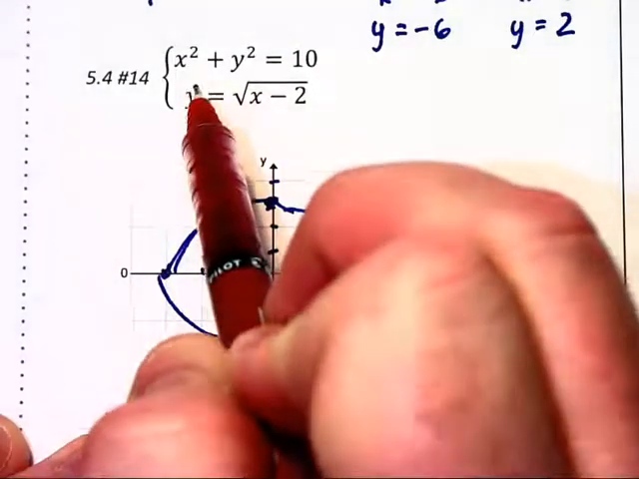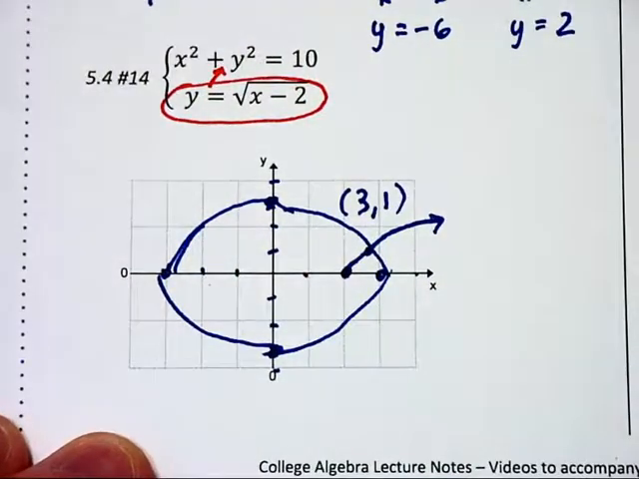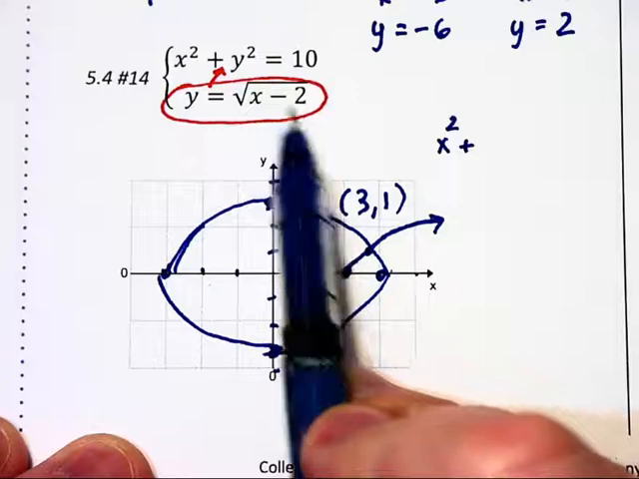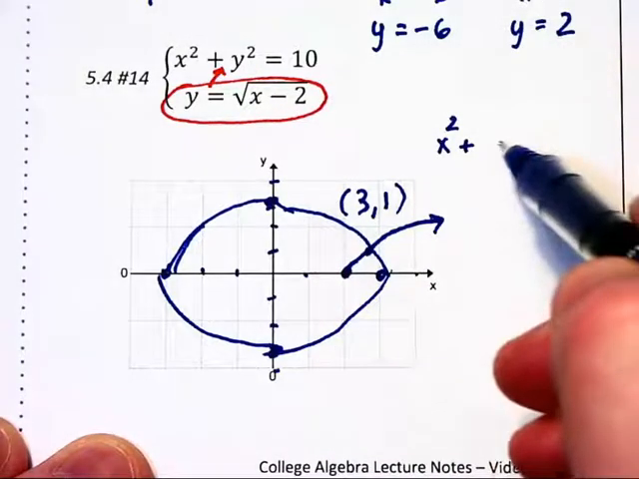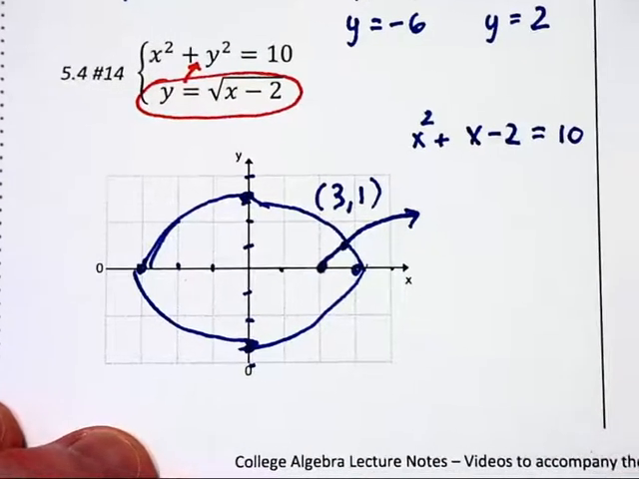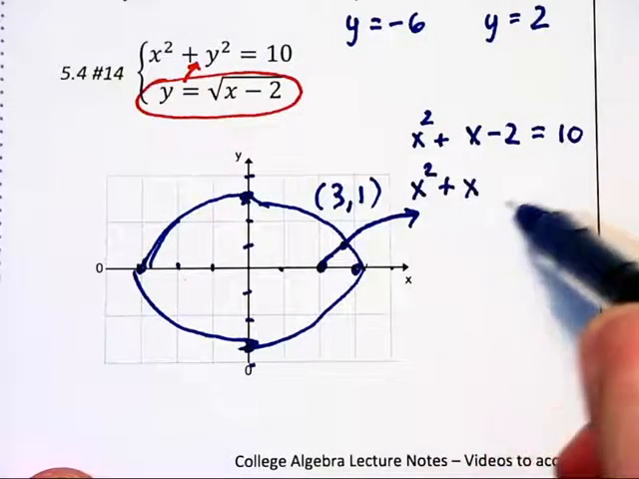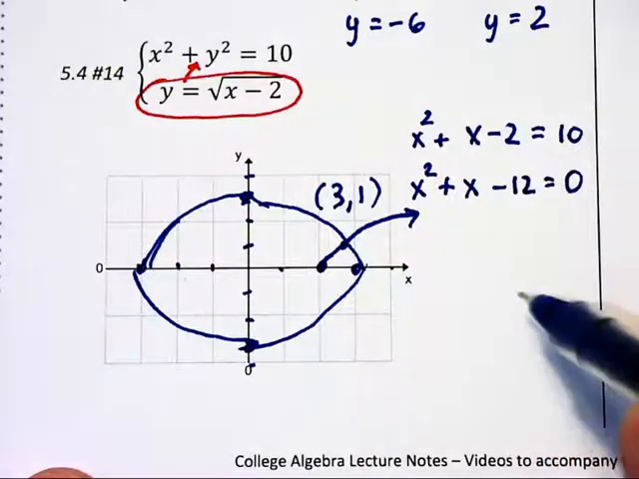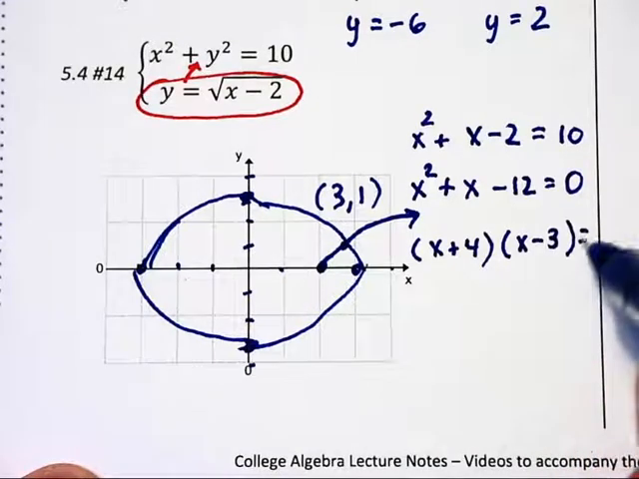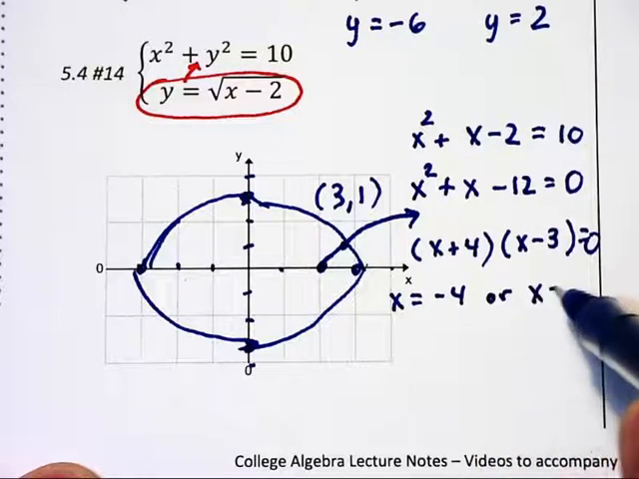Let's use substitution. Let's take this y equals the square root of x minus 2 and substitute it into the line above. That will give us x squared plus the square root of x minus 2. When you square it, that lifts off the radical. That just gives us x minus 2 is equal to 10. Let's now solve this quadratic equation by subtracting the 10 off of each side. x squared plus x minus 12 is equal to 0. That factors into x plus 4 times x minus 3. And we get x equals negative 4 or x equals 3.